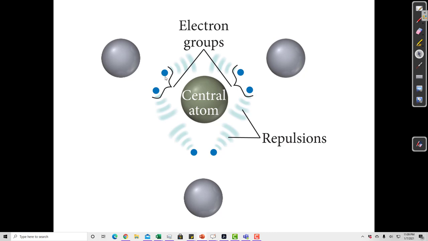So what that means is that they can't all be right next to each other. I can't move this pair of electrons any closer to this one because they're pushing apart on each other. So depending on how many electron groups there are around the atom, that's going to put the electrons in different angles around that central atom. So that will yield different shapes.